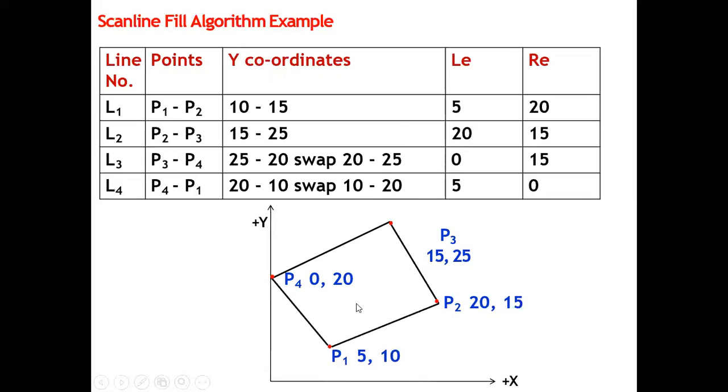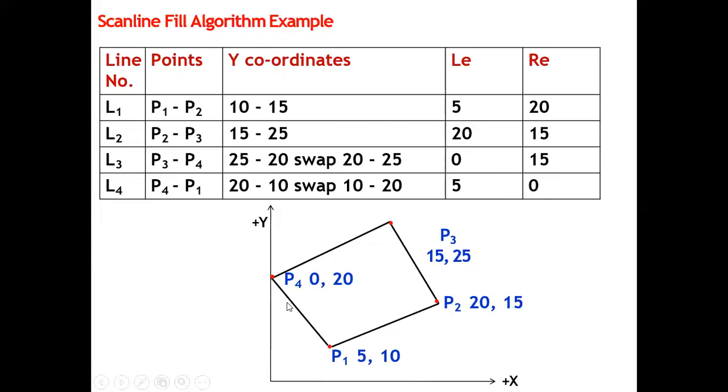Once I swap these two values, I have to swap the corresponding x values also. So that means I'll move from P4 to P3. So left end point is 0 and right end point is 15. So 0 to 15, from 20 to 25, I'll be filling the color.